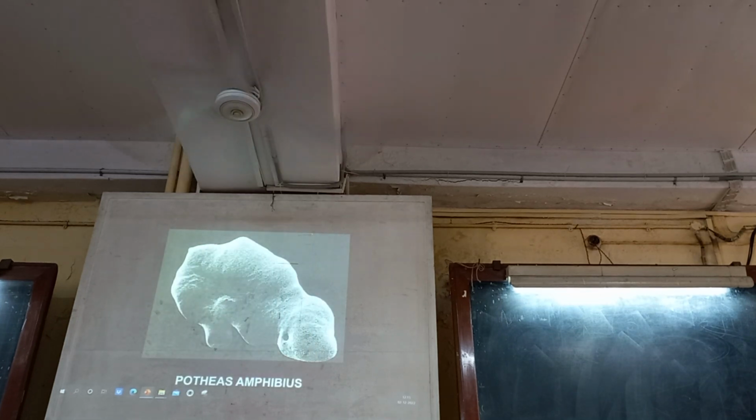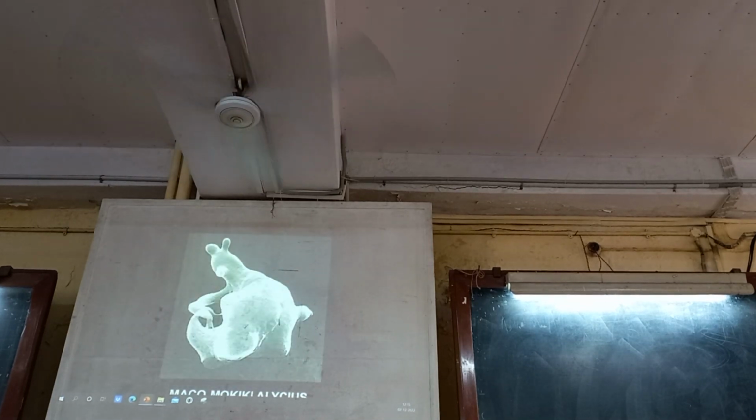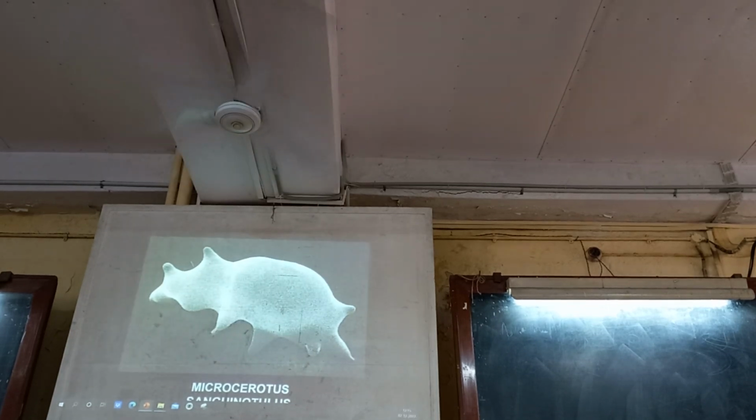It can look like a hippopotamus, Hippopotamus amphibius. It can look like a kangaroo with its baby, or Microscope sanguinolus. Rhinoceros. Thank you. Any questions?